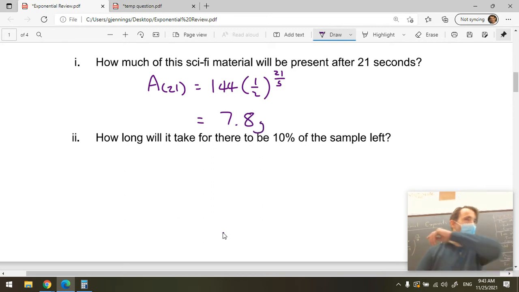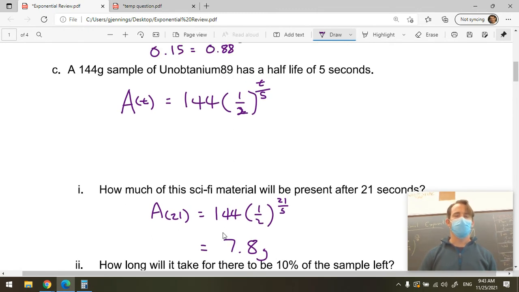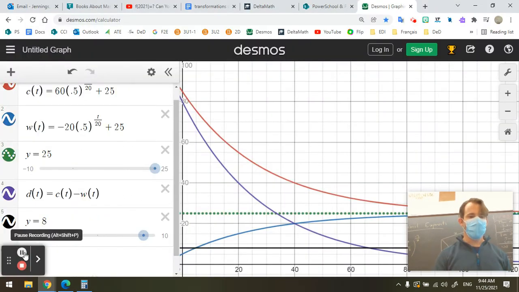Does it just have to be like one decimal place? Does it just need to be one decimal place unless you ask for different? Like 7.8. Okay, let's keep going.